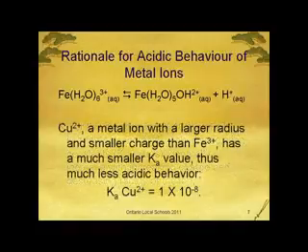So as a way of comparison to the hydrated iron 3+, let's look at a hydrated copper 2+. This is a metal ion with a larger radius than the iron 3+, and a smaller charge than the iron 3+, it's 2+ rather than 3+, it has a much smaller Ka value, thus a much less acidic behavior. And look, the Ka for the hydrated copper 2+ is 1 times 10 to the negative eighth.